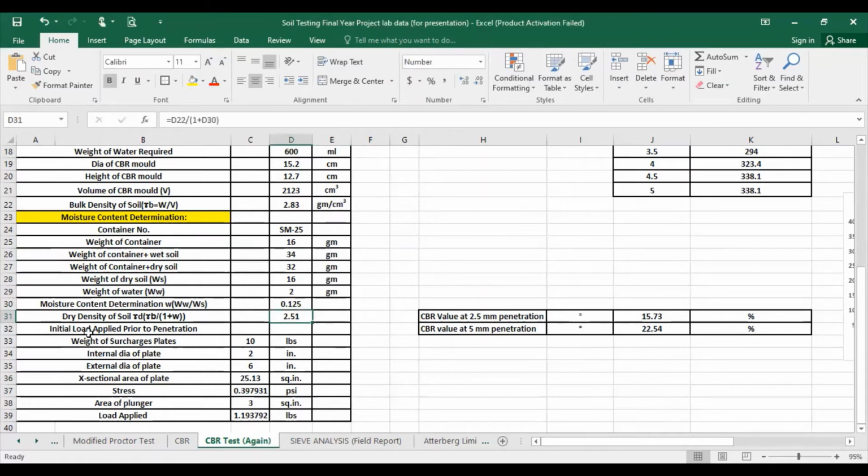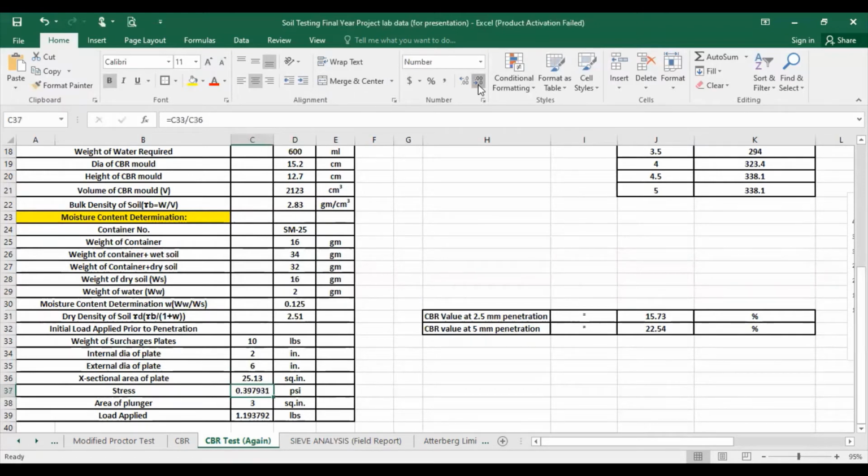Okay, done. Now initial load application prior to penetration, weight of surcharge plates is 10 pounds. Internal diameter of the plate is 2 inches. External diameter of plate is 6 inches. Cross sectional area of plate was 25.13 square inches. Stress is 0.3979. So I am going to decrease its decimal places also. So this one up to 3 decimal places. Now area of a plunger is 3 square inches.